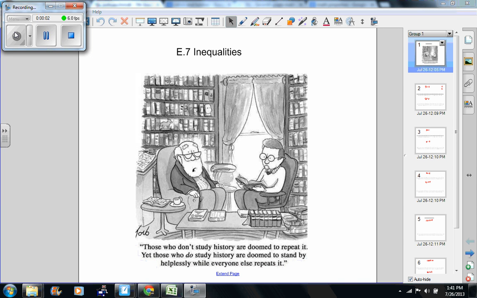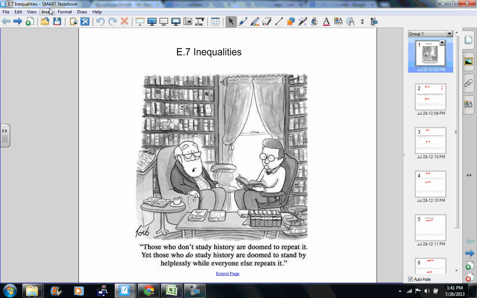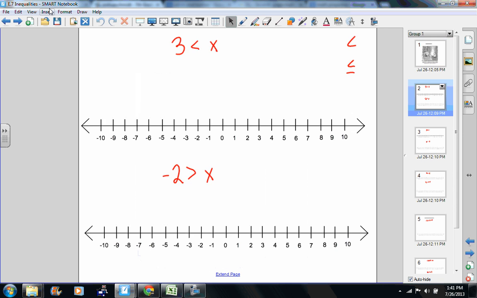We are getting close to the end of the section. This will be the last one where we have to actually solve equations. For some of you, that's really good news, and for the rest of you, me, it's bad news. So we are going to be working on inequalities.